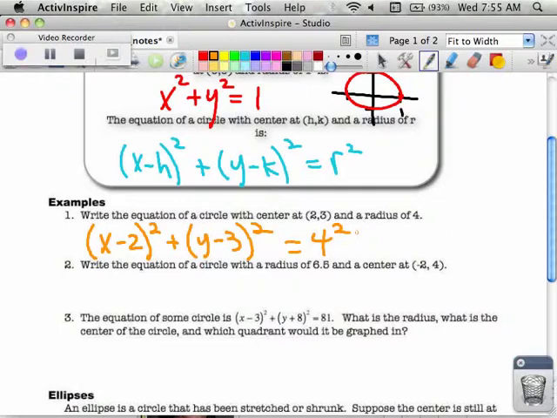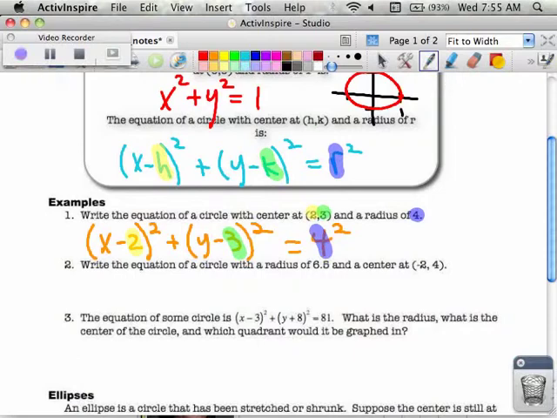And so what I want you to see is as you look at these, the h was the 2, which was the x value. The k was the 3, which was the y value. And the radius was 4, which was given to us. And we put it there that was being squared. So every number that they give us, the center and the radius, goes in a certain spot and the x and the y stay. All right, let's try another one.